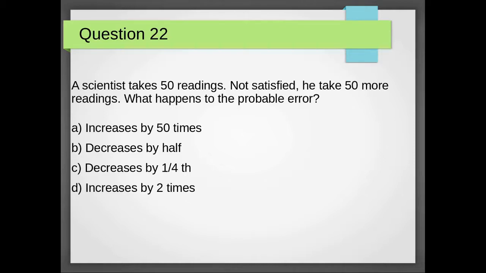Not satisfied, he takes 50 more readings. What happens to the probable error? A increases by 50 times, B decreases by half, C decreases by 1/4, D increases by 2 times.